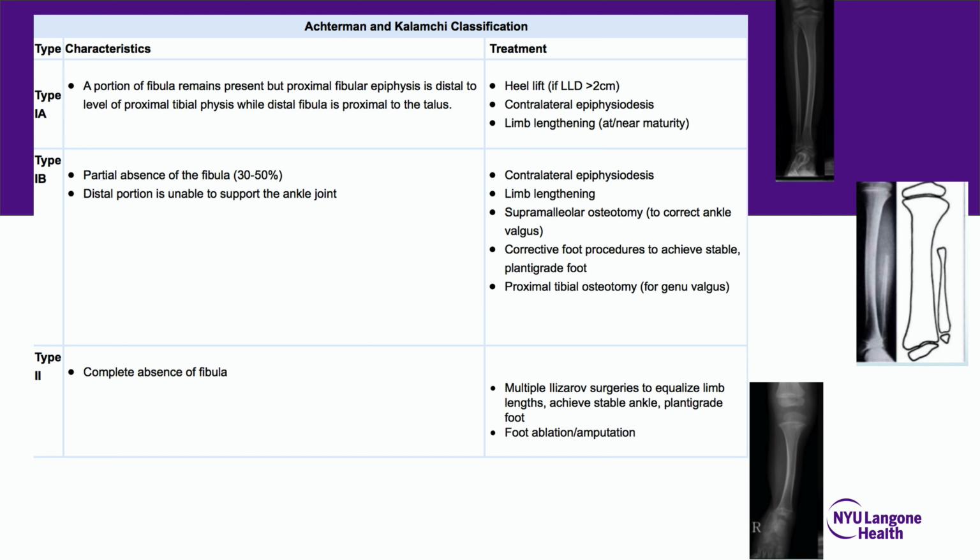For a type 1B, they can have a partial absence of the fibula up to 50%, and typically the distal portion of this is unable to support the ankle. Contralateral epiphysiodesis can be helpful, as well as limb lengthening. Often a supramalleolar osteotomy is needed to correct their ankle valgus. And type 2s, there's a complete absence of the fibula. This often requires multiple procedures to equalize the leg lengths and achieve a stable ankle and a plantigrade foot. Foot ablation and amputation is also considered in these patients if they have a very small foot with few rays.